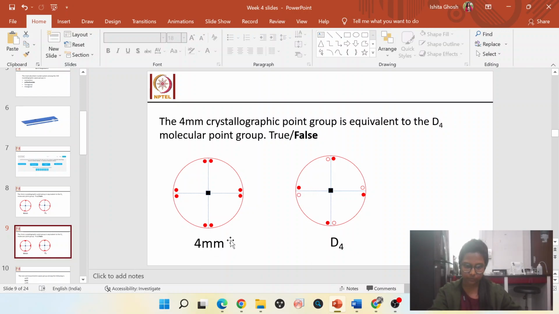And can you tell me what is the equivalent molecular symmetry of 4 mm? C4V. We have sigma V and sigma H. So sigma V is the vertical mirror and sigma H is the horizontal mirror. So it will be C4V.